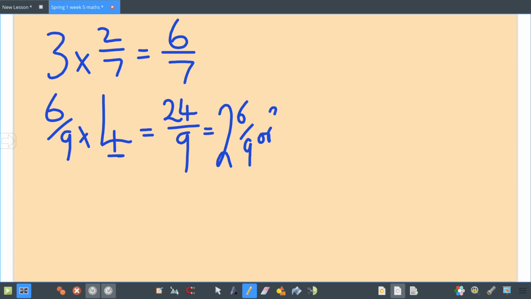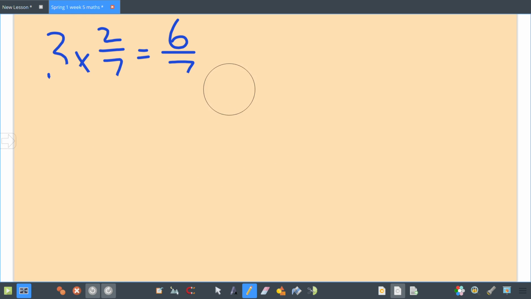We can simplify it to 2/3. Okay? So that's probably the easier way for multiplying fractions. It's when you get questions like this that become a little bit tricky. Let's have a look. 2 3/9 multiplied by 5.